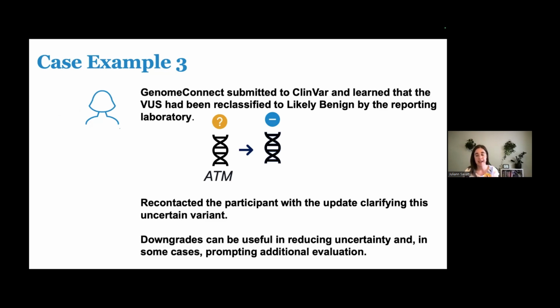We, again, give any and all updates back, including those that are upgrades from VUS to pathogenic and downgrades from VUS down to likely benign. And again, it's really based on participant preference over the years. As we've asked, folks have said, I want to know any and everything, but also because we acknowledge that downgrades can be useful in reducing uncertainty and sometimes prompt additional evaluation. We've seen participants who've maybe had expanded testing or updated testing once that VUS was shifted down to likely benign. So it can be useful in that context as well.